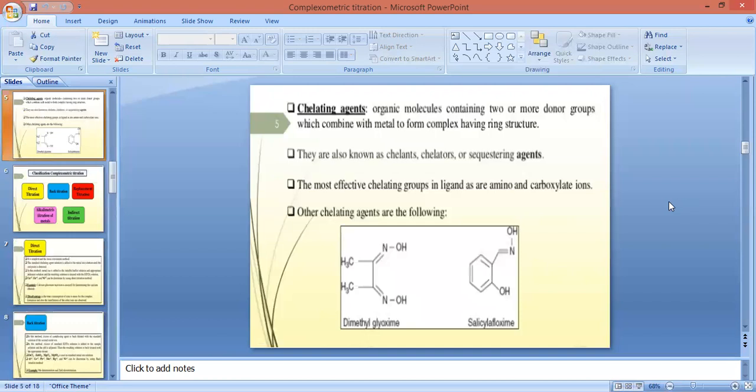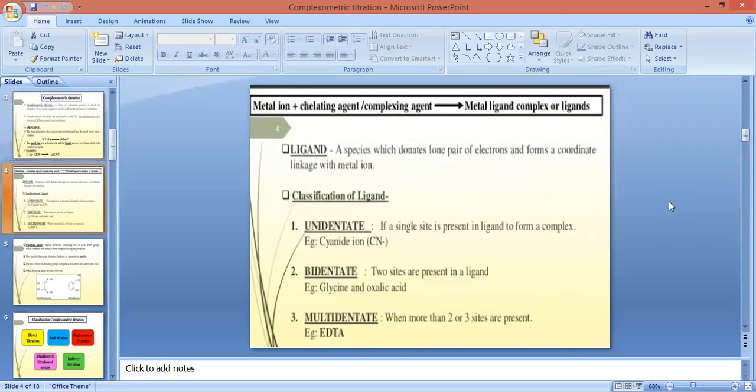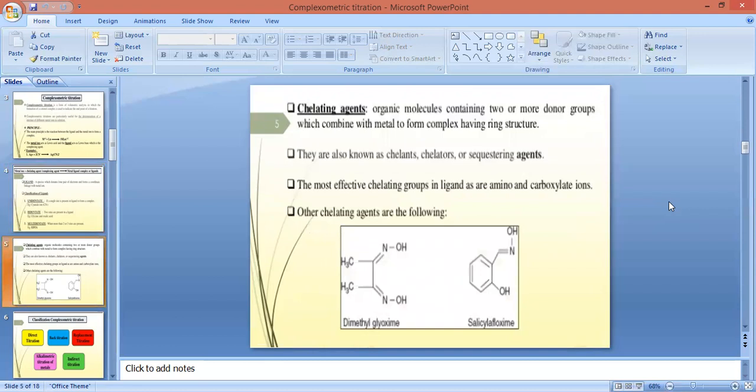So these are the basic parts of complexometric titration. What is complexometric titration? It is the formation of a complex between the standard solution of a complexing agent and the metal ion. Depending upon the binding site, complexing agents are further categorized into unidentate, bidentate and multidentate. Mostly in complexometric titration, a multidentate complexing agent is used. An example is EDTA, that too disodium EDTA.